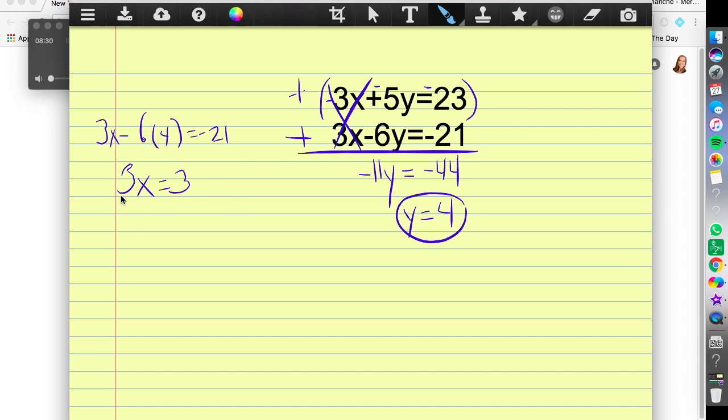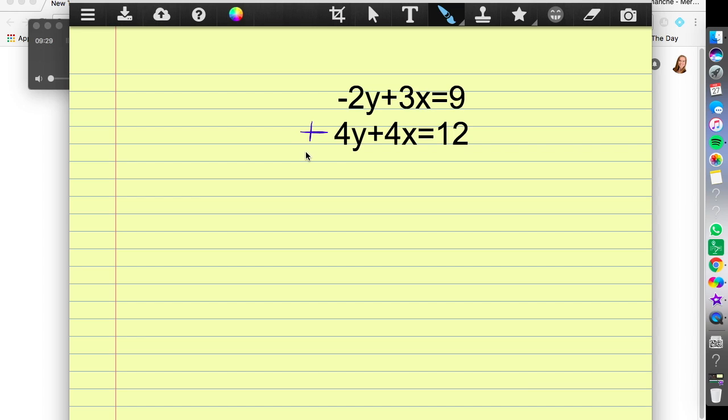And so then when we go through this here, 3 times 1 would be 3, so x is going to equal 1. So again, we want to write it as a coordinate point. So our final answer would be (1, 4). Make sure that you have the x in the x spot and the y in the y spot. So we would end up with (1, 4) as our point here.